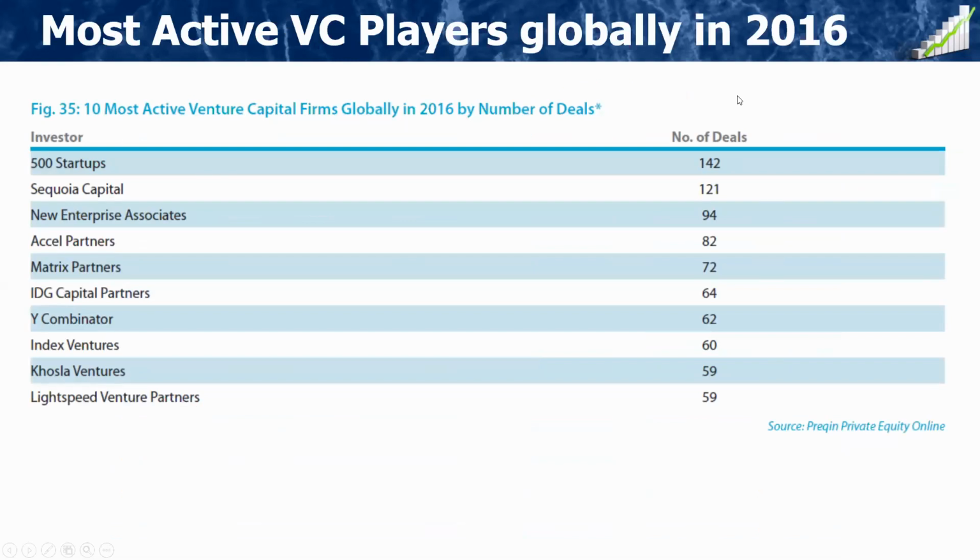If you look at the most globally active, not in terms of money, but in terms of number of deals, which might be small, of course, as far as you get, the names differ a little bit. You will have 500 Startups and Sequoia Capital at the top of the table. But as you see, Lightspeed Ventures is still here, IDG Capital is still here, New Enterprise Associates is still here. And these two, actually, they're not funds, they're accelerators.